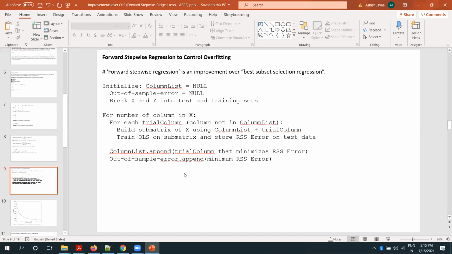First, it says to initialize the column list to null, so we are assuming that we don't have any attributes. Then we break x and y into test and training sets.